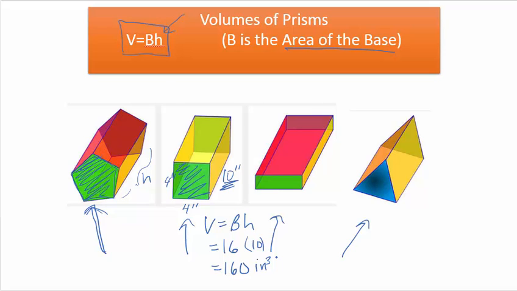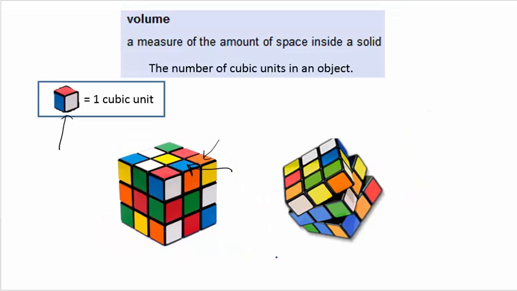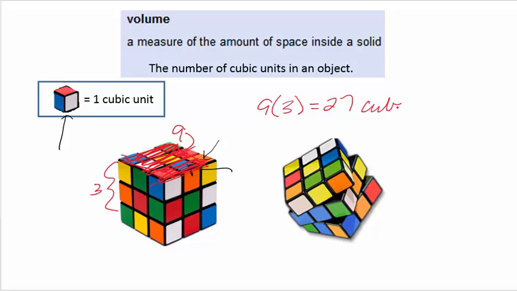Let's go back to the Rubik's Cube. If you take a look at that Rubik's Cube, I bet you agree that if we said this top face here is the base, well, that has an area of 9 square units. 3 times 3 is 9. And then it has a height of 3. So you'd take the area of the base, which is 9, times the 3, and you'd get 27 cubic units, just like we talked about earlier.